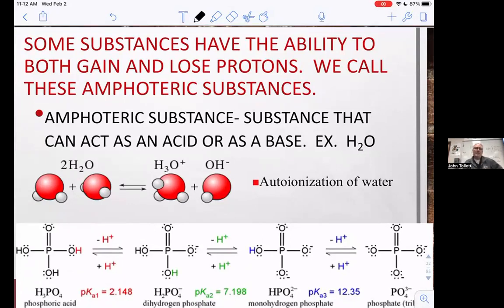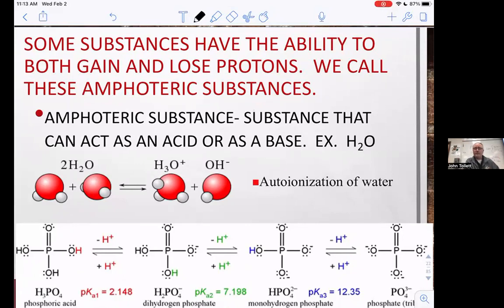So some substances have the ability to both gain and lose protons. Those substances are called amphoteric or amphiprotic. Water is a perfect example. So water can gain hydrogen ions and water can lose hydrogen ions. When it gains hydrogen ions, it becomes H3O plus. When it loses hydrogen ions, it becomes hydroxide. This is not the only substance that does that. Dihydrogen phosphate does it.